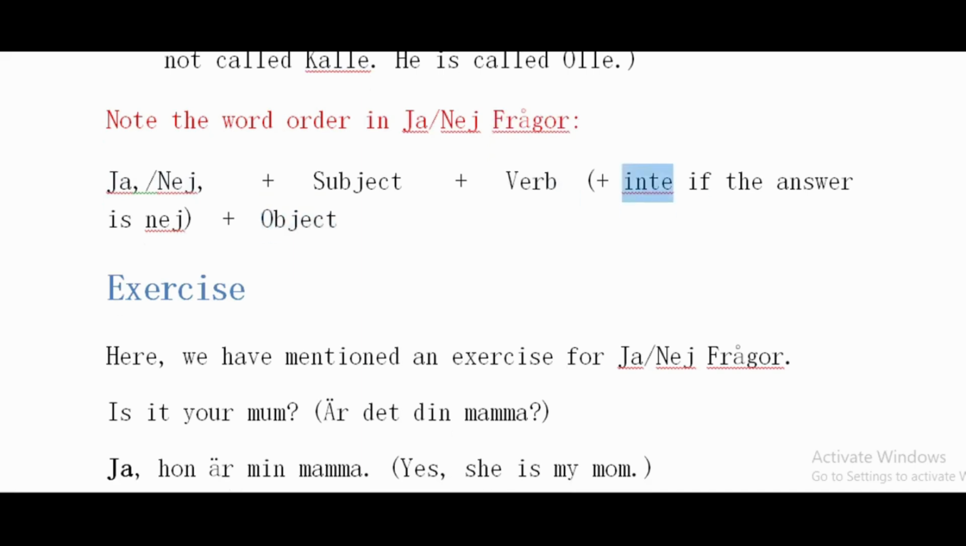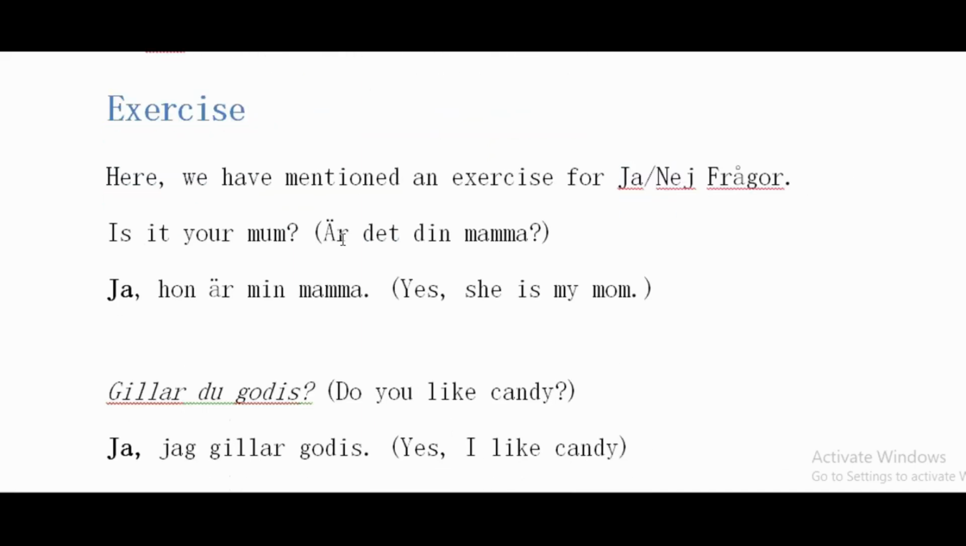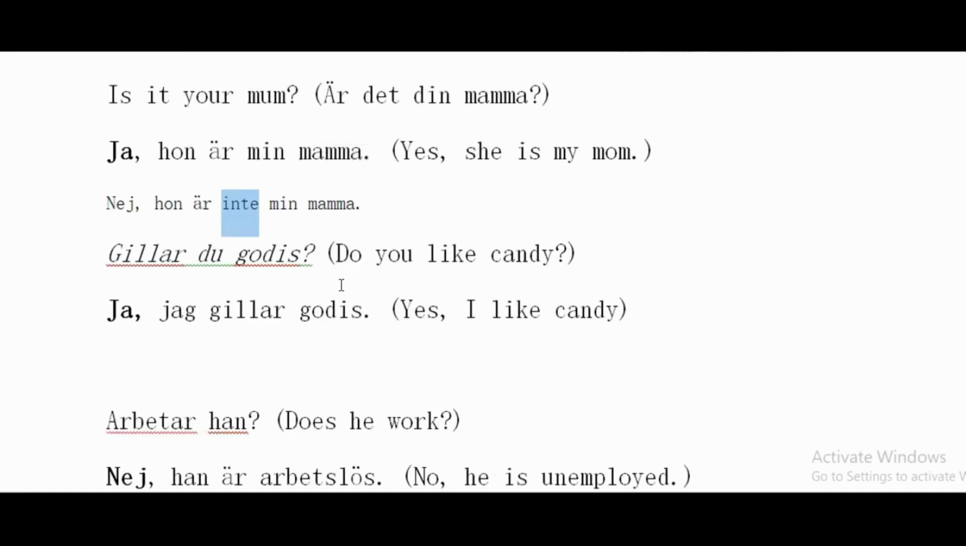You can check a few examples. Är det din mamma? Is it your mom? If you want to answer yes, what will you write? Ja, hon är min mamma. I just place a comma here. If you want to answer the same question with negation, what should I write? Nej, hon är inte min mamma. No, she is not my mother. When you want to reply with no, we have to add the inte.